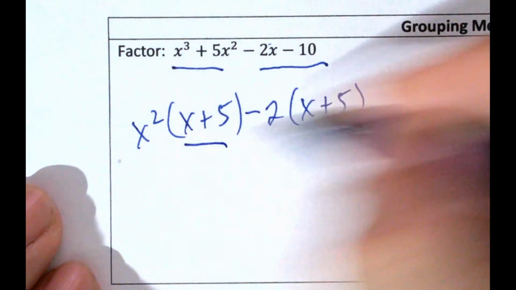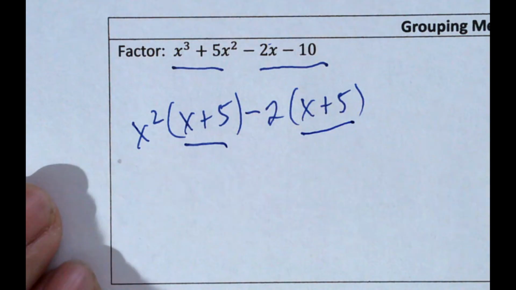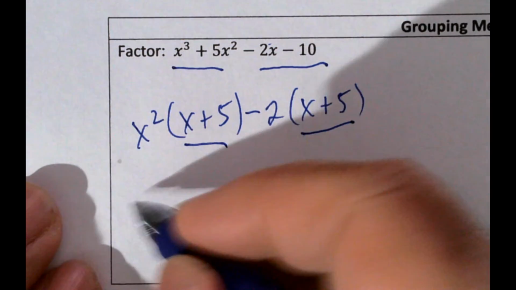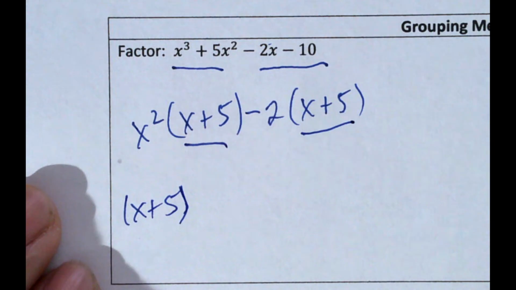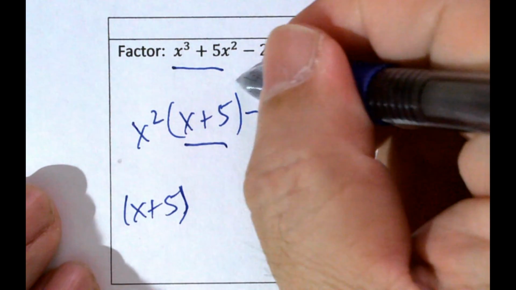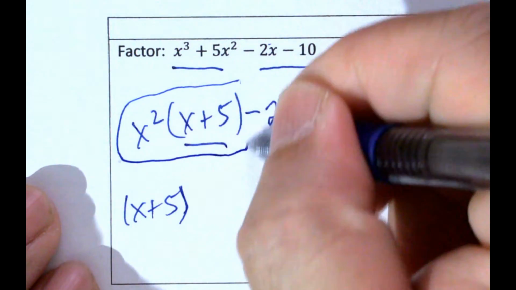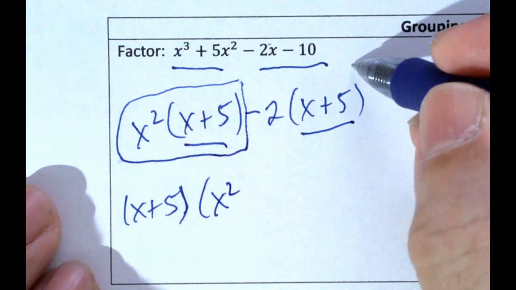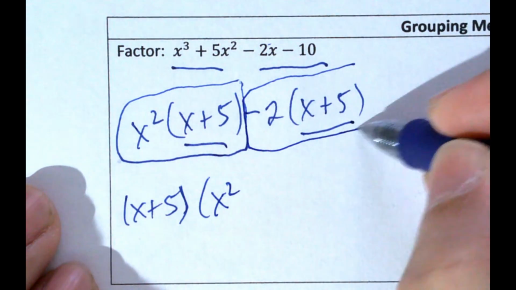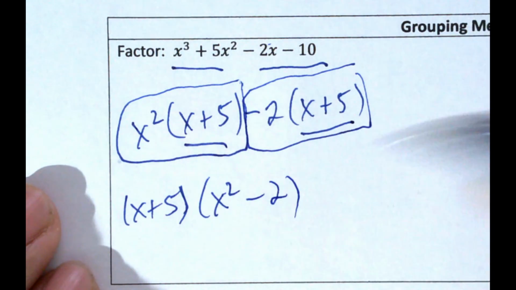Also notice I now have something in common again, x plus 5. So I am taking out the common factor yet again. When I take x plus 5 out of this group, that's going to leave me x squared. And when I take x plus 5 out of this group, that's going to leave me minus 2.